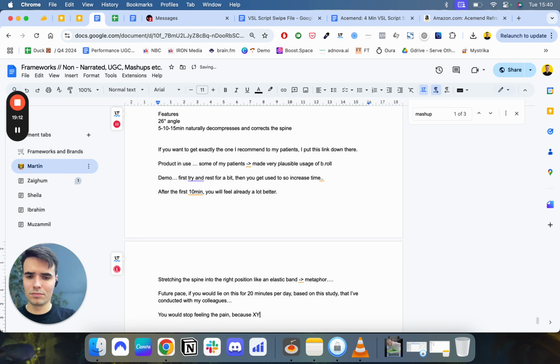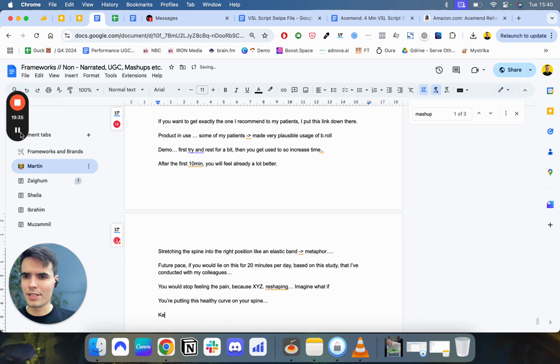Of course, start with 5 to 10 minutes per day, then gradually go up to 12, 14, 15 minutes, because you'll see that when you stand up, your back may feel a little stiff and sore, but realize that what you're doing is you're putting this healthy curve back into your spine slowly over time. So keep working on it every day until you hit close to 20 minutes.